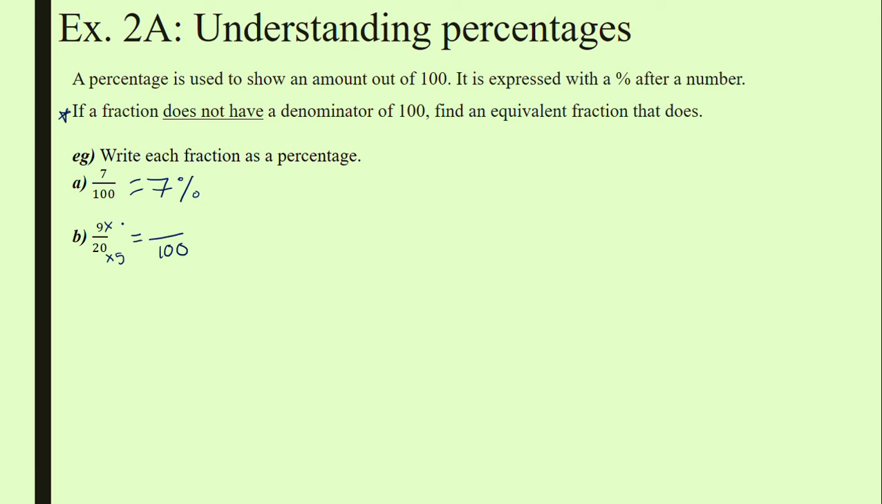Whatever we do to the bottom, we have to do the top, otherwise it is no longer an equivalent fraction, okay? So 20 times 5 equals 100, and 9 times 5 is 45. That gives us 45%, so 45 out of 100, or 45 per 100.